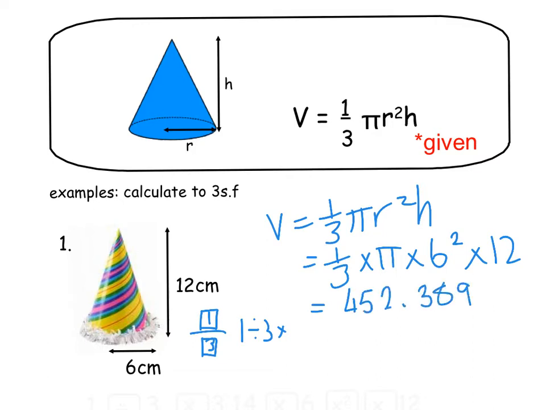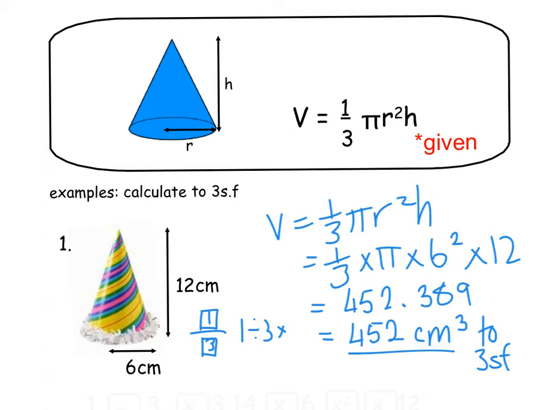452.389. Now I've not rounded it just now. It's very important. If a question asks you to round to a given amount of significant figures or decimal places, you must give some of the unrounded answer first, just in case you mess up on the rounding bit. So to 3 significant figures means I'm going to keep the first 3 digits. So I'm going to keep the 4, the 5, the 2. The next digit is a 3, which in rounding does absolutely nothing. So the answer is 452 cubic centimetres, and that was to 3 sig fig, and that's your answer to that one. So that's a nice straightforward one.